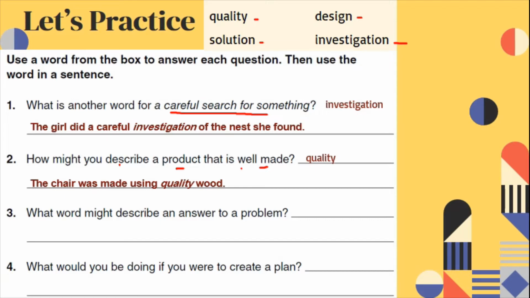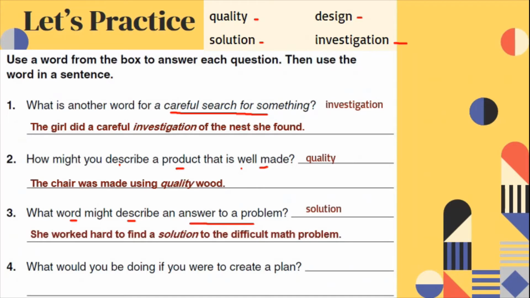Number 3, what word might describe an answer to a problem? An answer to a problem is the word solution. How can I use it in a sentence? For example, she worked hard to find a solution to the difficult math problem. So she worked hard to find a solution, you can say, to her problem if you want to.